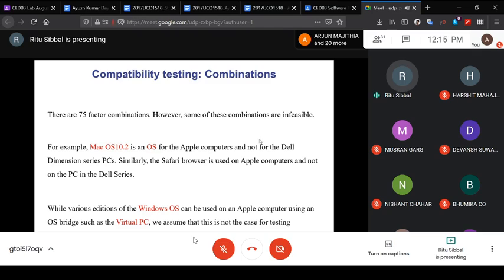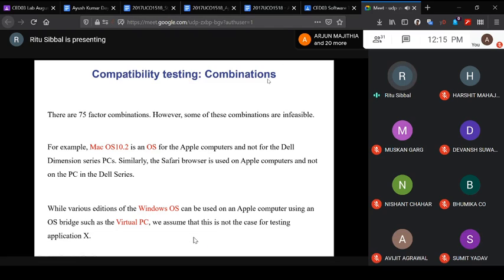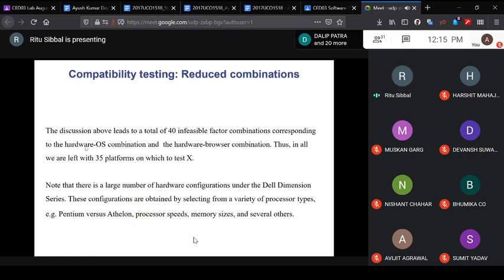So this is how some of the combinations, when we talk about environmental factors or the configuration, might be infeasible also, and they might not be required for testing. तो अगर हम ये मैनुअली इनफीजिबल कॉम्बिनेशंस चेक करें और हमने देखा कि 40 इनफीजिबल फैक्टर कॉम्बिनेशंस हैं which correspond to the hardware OS combination. So we are left with only 35 which are to be tested. So this is just an example of reducing combinations by eliminating the infeasible combinations.